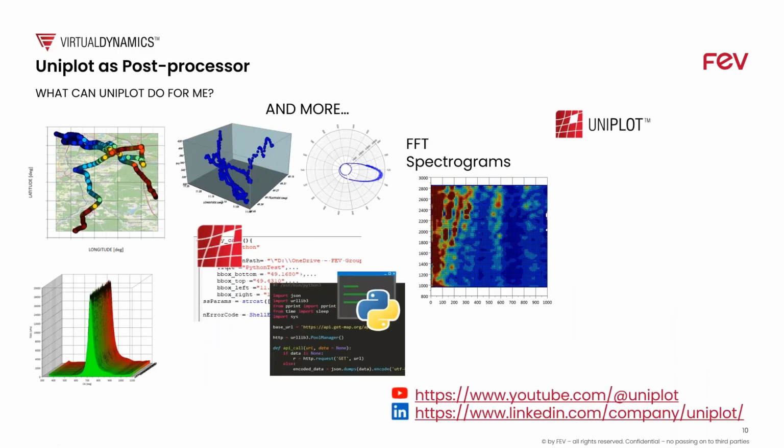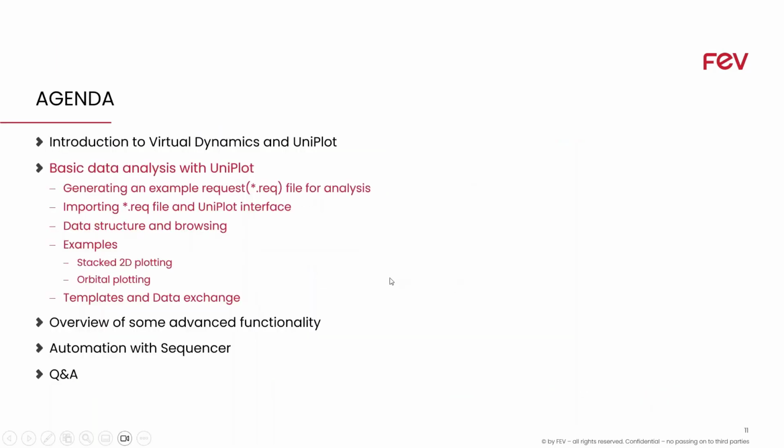UniPlot can also do more in addition to the regular 2D graphs we see. It can help us to create our 3D diagrams, orbital plots, FFT spectrograms, waterfall diagram, and as I mentioned that with Uniscript, we can have our customized scripting as required. With this, let me switch to the live demonstration where we will further continue. So let me open a Virtual Dynamics session over here.